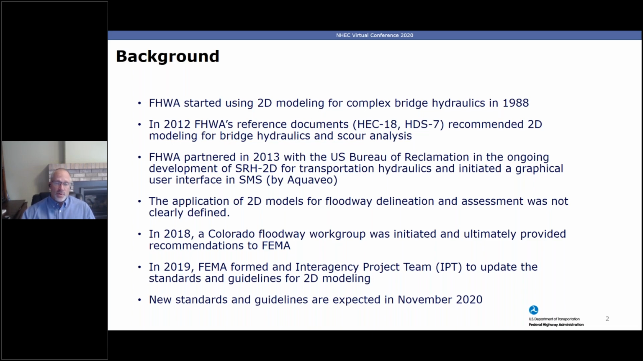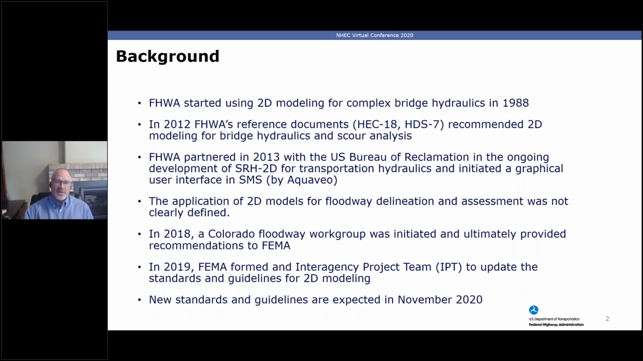And since 2012, in fact, Federal Highway Administration has officially recommended the use of 2D modeling for bridge hydraulic analysis in our reference documents. Most of you are probably familiar with HEC 18 and HDS 7. So 2D modeling is not new as far as our push and recommendation of its use. So that goes back to 2012.